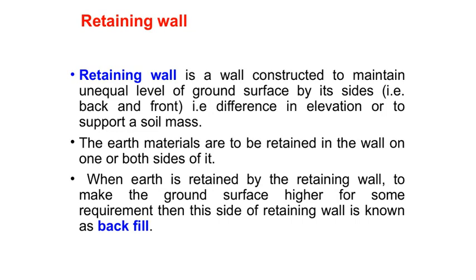A retaining wall is essentially a structure built to hold back or support soil where there's an uneven ground level. Its main purpose is to prevent the earth from sliding or collapsing, especially when there's a significant difference in elevation on either side. When we talk about the sides of the wall, one side is usually higher than the other, and that's where the soil needs to be retained. The earth materials, like soil or gravel, are kept in place by the wall, which can be on one side or both sides, depending on the situation.